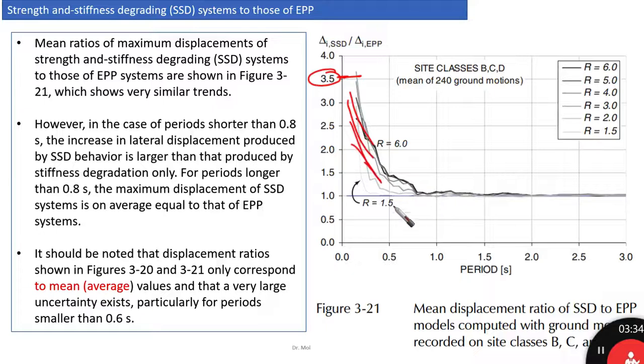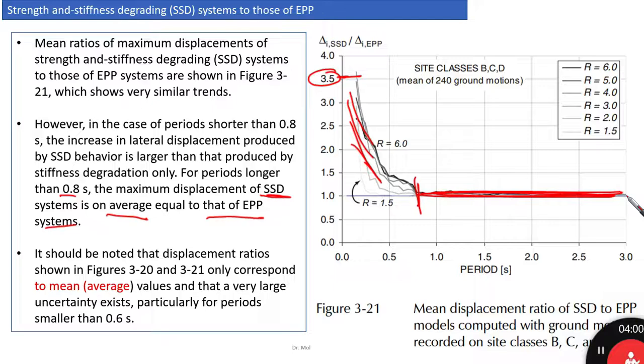So this means that it is higher for periods shorter than 0.8 seconds. After that, the maximum displacement of the SSD system is on average equal to that of EPP, and this is right. It is considered to be the same.